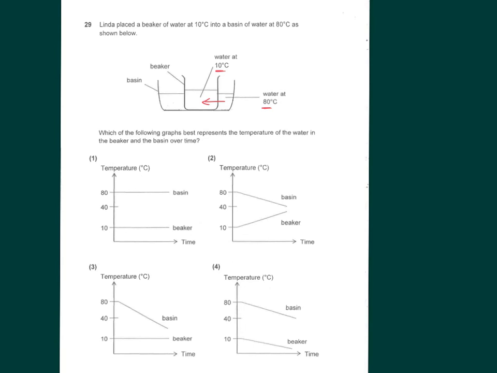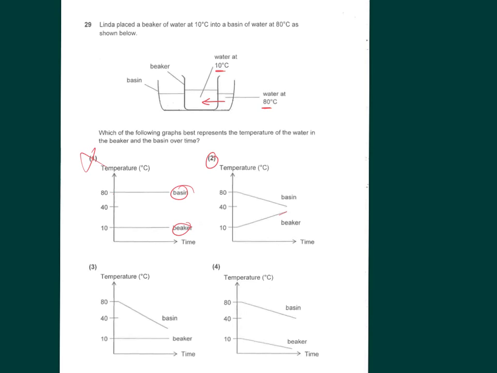So you expect that the temperature will decrease from 80 degrees in the basin, and then the temperature in the 10 degree beaker should increase. Let's look at option 1. Option 1 shows a constant temperature in both the basin and the beaker, so it is definitely a wrong option. If you look at option 2, the basin starts off at 80. Yes, it's correct. And it slowly decreases. And then the beaker of water at 10 degrees increases. So you expect this to be the correct case. So option 2 is correct.